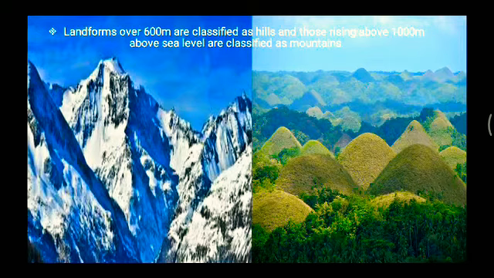This green picture, this is the hills. Now these hills are only 600 meter above the sea level. But on the other hand, if we see mountains, they are rising above 1000 meter above the sea level. So this is the basic difference between hills and mountains. Alright, now let's move on.